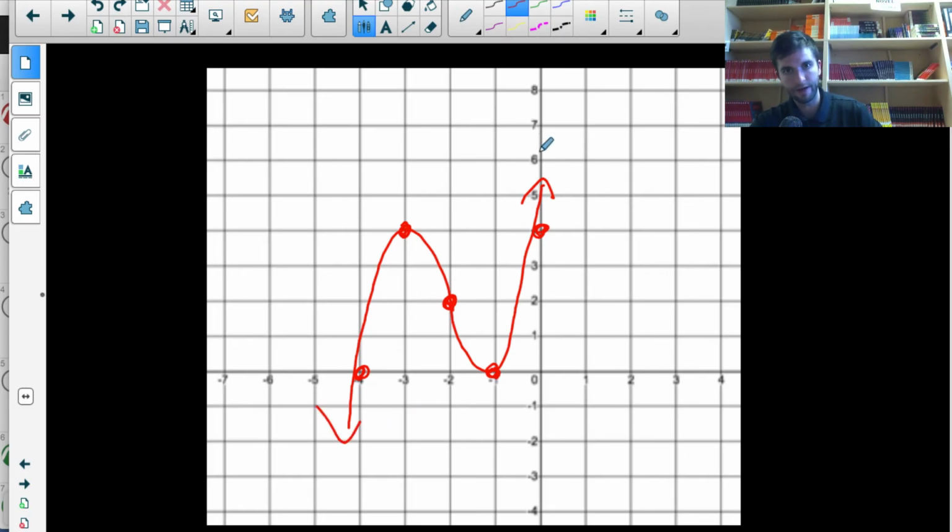So there's my graph of h of x. I missed that y-intercept a little bit, but that's a relatively accurate graph of that function h of x, right? We have the right local min, right local max, the correct point of inflection, the correct intercept, so that's a very good graph of the function.